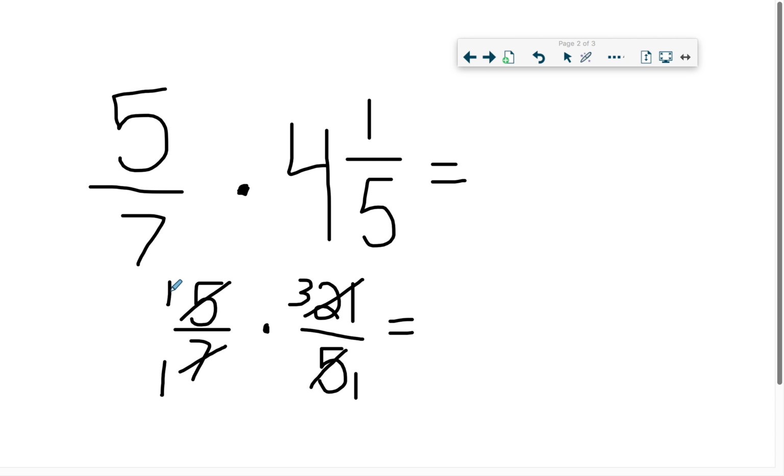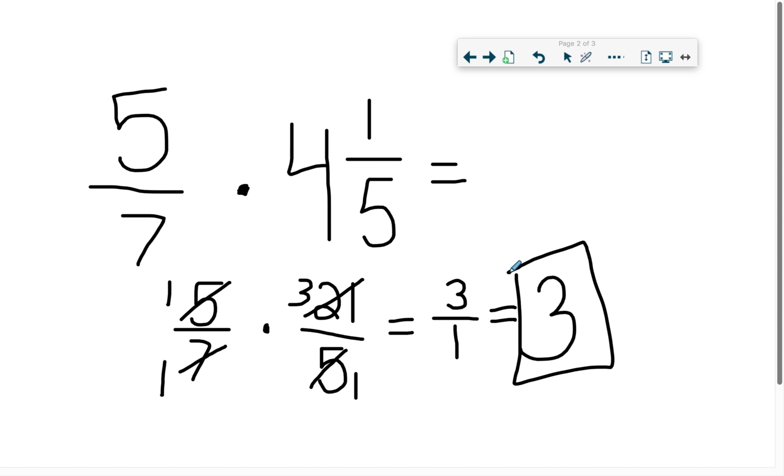So I'm going to multiply my numerators. 1 times 3 is 3. And then I multiply my denominators. 1 times 1 is 1. Oh, hey, wait a minute. We learned something about this. When there is a denominator of 1, we never write it like that. If we have 3 over 1, we have 3. We get a whole number. Perfect. So our answer is 3. 5/7 times 4 1/5 is 3.